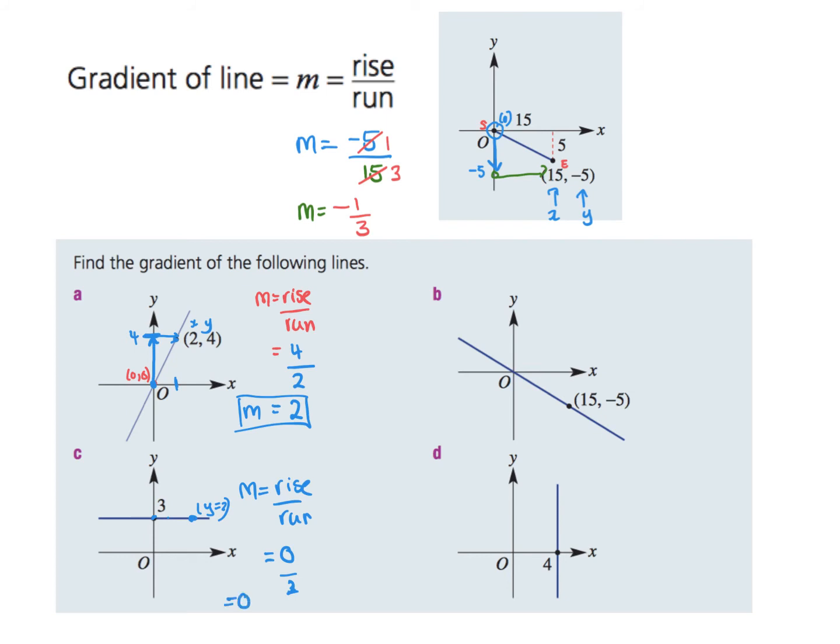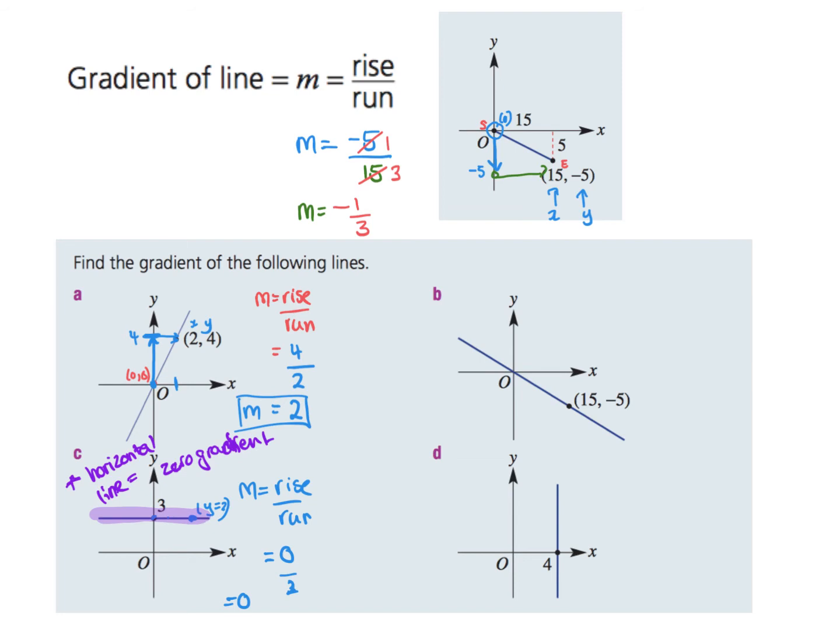All right, so we might need to write a little note that a horizontal line equals 0 gradient. So m equals 0. Oops, sorry. Okay, so this is a horizontal line, 0 gradient.